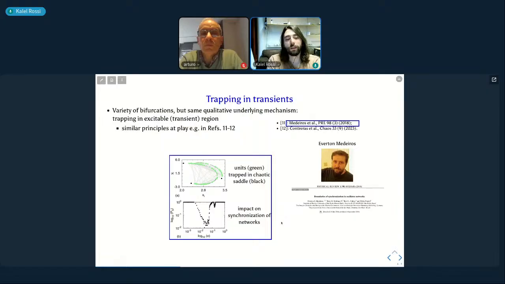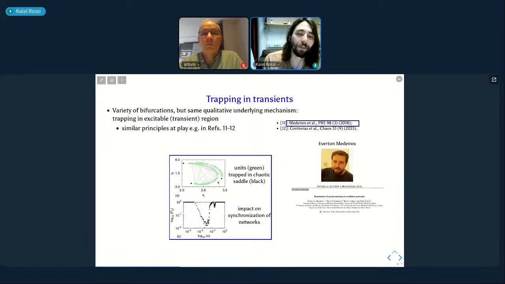There he was looking at Duffing oscillators coupled, and these Duffing oscillators have in their state space also a long transient, but not this excitable transient that I was showing. Instead, they have a chaotic saddle, so a chaotic set that's unstable. And this is shown here in these black dots. When you couple the units, you get a similar phenomenon where the units want to escape their chaotic saddle. They are repulsed away from the chaotic saddle, but the coupling of the units already trapped on the chaotic saddle brings other units back in.